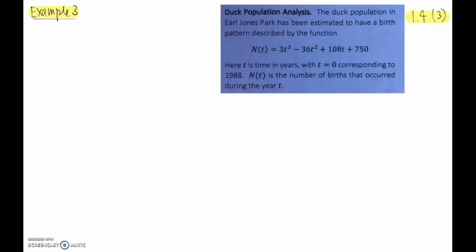So, if t equals 0, that's 1988. So I could expect in 1988, my input would be 0, this would be 0, this would be 0, this would be 0. In 1998, I could expect the number of births to be just this number, 750, for example.